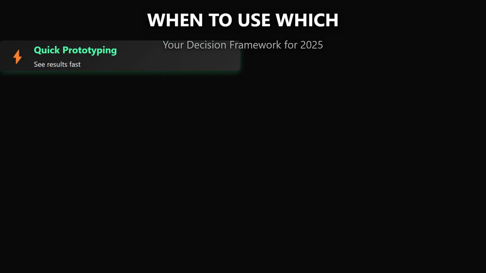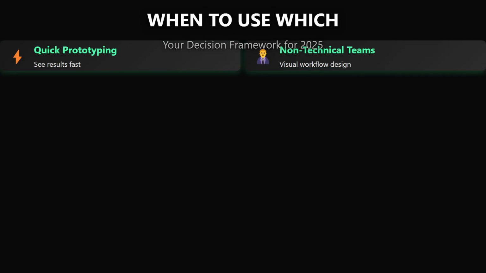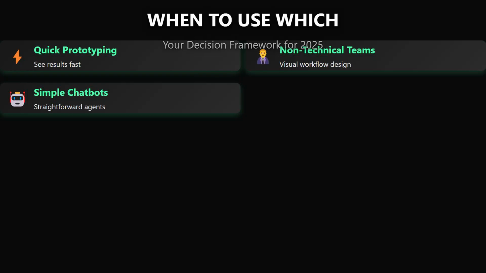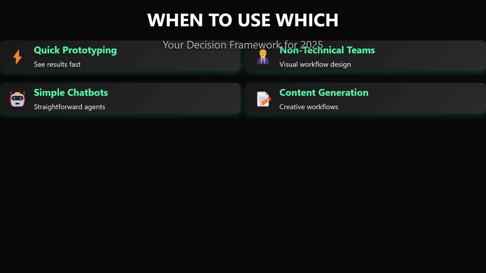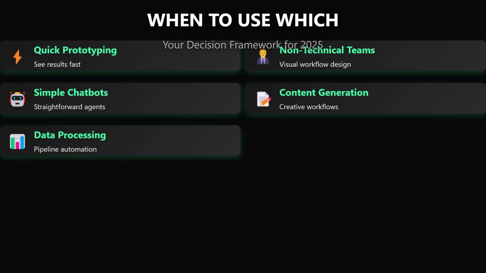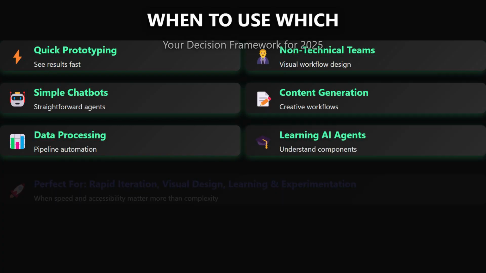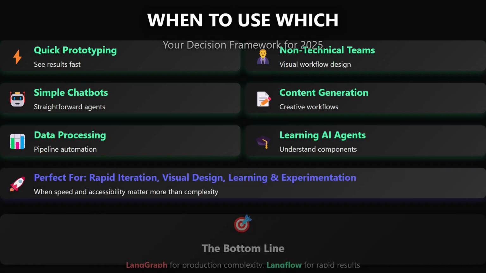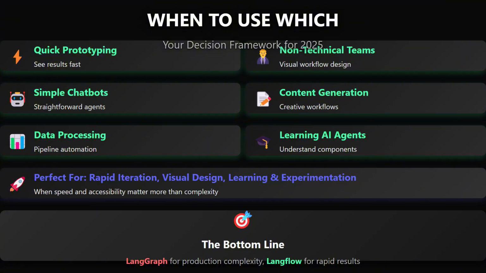Choose LangFlow when you want to prototype quickly, when you have non-technical team members who need to understand or modify the workflows, or when you're building relatively straightforward agents that don't need complex state management. LangFlow is perfect for content generation workflows, simple chatbots, data processing pipelines, or any project where you want to see results fast and iterate quickly. It's also great if you are just learning about AI agents and want to understand how different components work together.